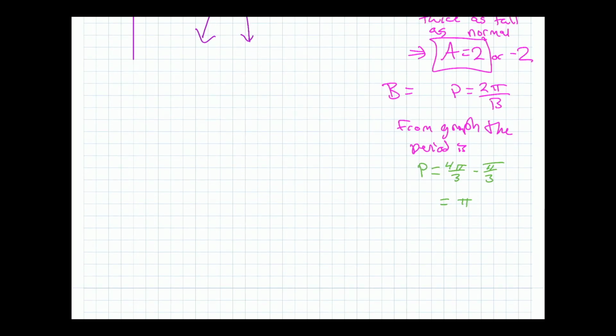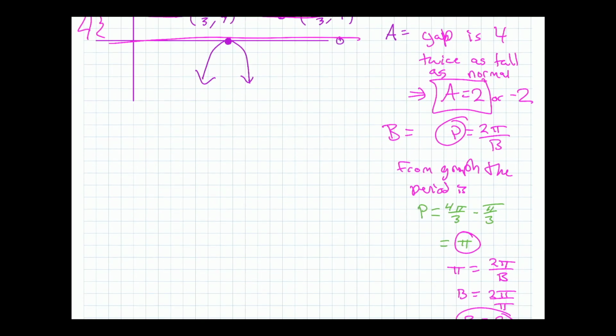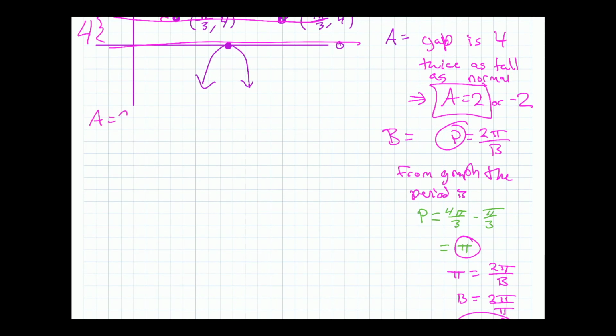But you still have to plug that into your equation. You plug this in for the P, and you get pi equals 2 pi over B. So B, I'm going to cheat here, B is going to be 2. So you get B equals 2. So far we have A equals 2, B also is 2. Let's get the D, because D is easy-ish.